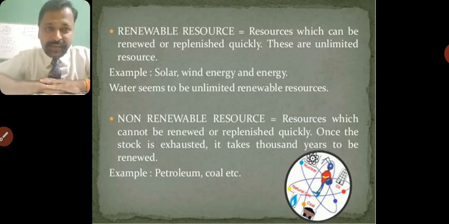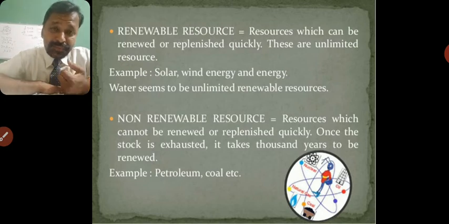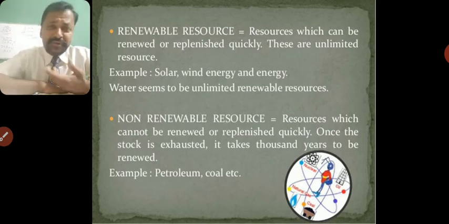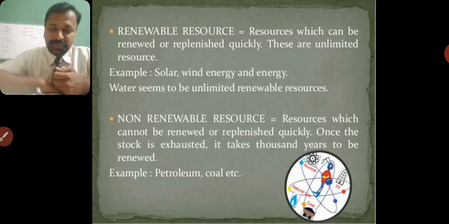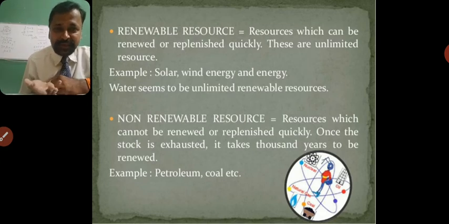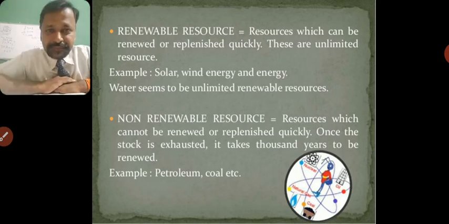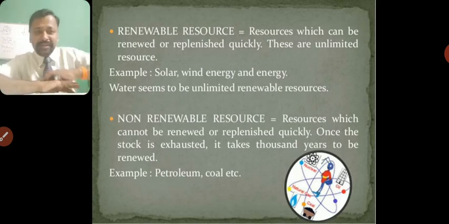Understood? Then we'll come to non-renewable resources, which cannot be renewed or replenished quickly, like coal. Coal takes almost millions of years to develop, but we are using it in a very fast way. So it's a non-renewable resource, because we are taking tons of coal in one day, but to produce tons of coal it takes almost thousands of years.